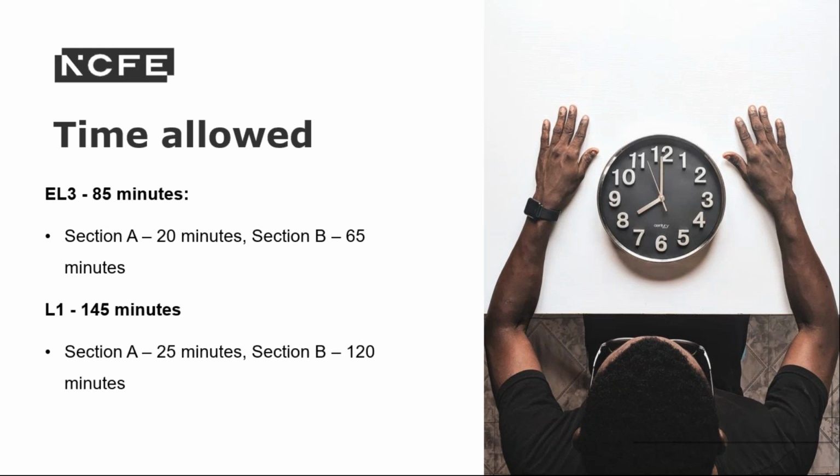In Entry Level 1, 145 minutes are allowed, with 25 minutes for the multi-choice question paper and 120 minutes for the task-based paper. So if a learner completes paper A in less than the allocated time, they can still only take the 65 minutes or 120 minutes for paper B. The paper must be sat in one sitting.